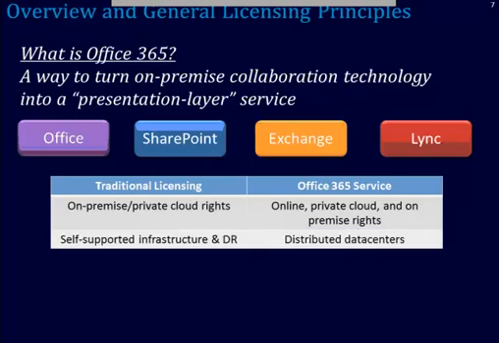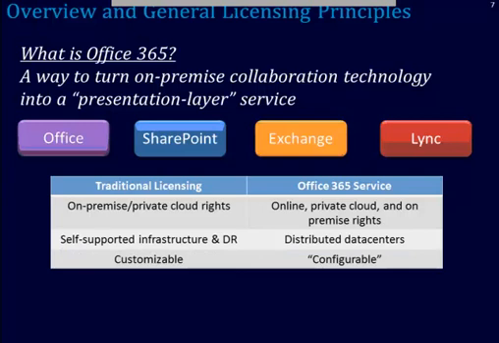All right. In traditional licensing, you have what I call self-supported infrastructure and disaster recovery, right? Those functions are things that you're providing to your own user base, whereas in the Office 365 service, one of the major cost-offsetting components of running a service like this in the cloud is that information lives on distributed data centers that you don't own and you don't have to maintain, and you don't have to pay for disaster recovery. So that's a key difference. The infrastructure and disaster recovery requirements are very different between traditional licensing and a traditional deployment in Office 365.